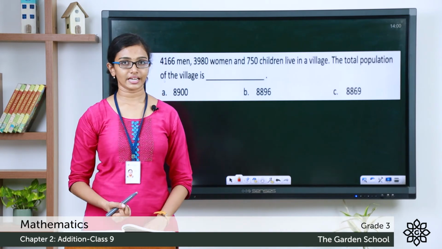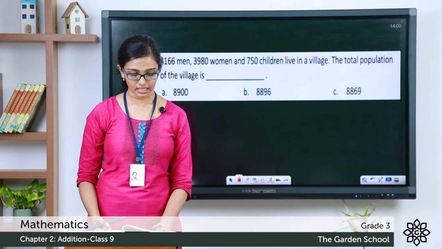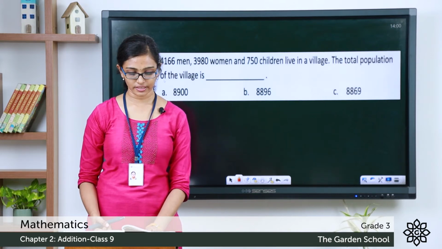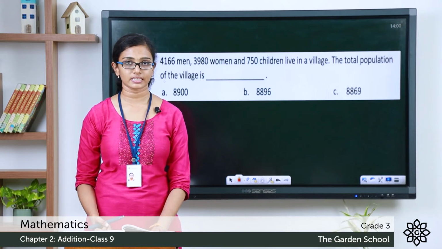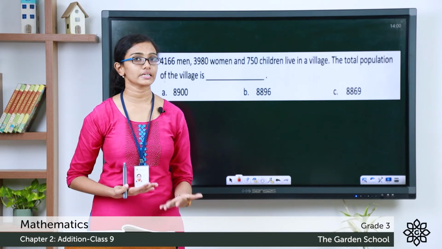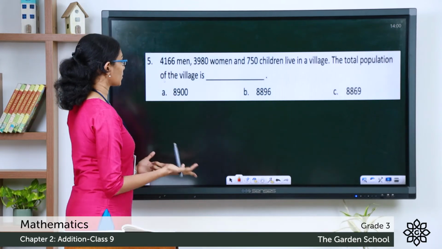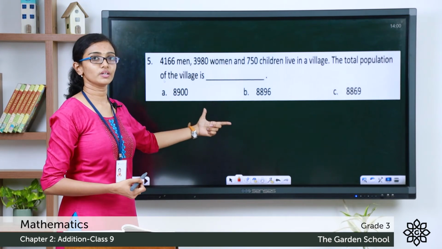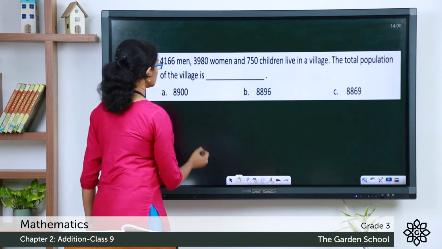Now, let's see the next question. 4,166 men, 3,980 women, and 750 children live in a village. The total population of the village is. So you are given the number of men, women, and children living in the village. You have to find out the total number of people in the village. How do you do that? You have to add all these numbers to get the total population of the village. So let's add all these numbers.